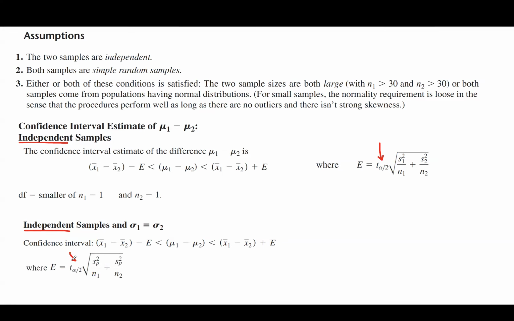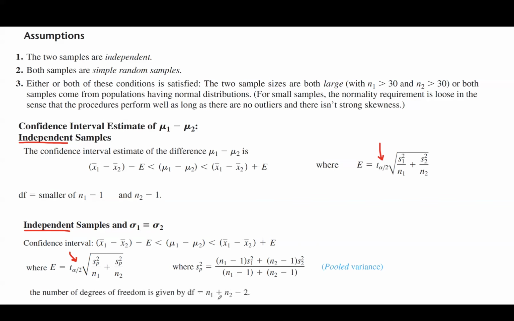First, we find the critical value, t, and then multiply that by the square root of sp squared, the pooled variance, over n1 plus sp squared over n2. The way that we calculate the pooled variance is n1 minus 1 times the first sample variance plus n2 minus 1 times the second sample variance, divided by n1 minus 1 plus n2 minus 1. The degrees of freedom is going to be n1 plus n2 minus 2.